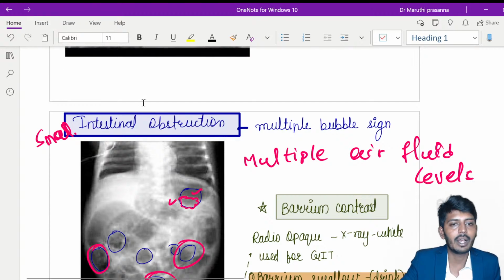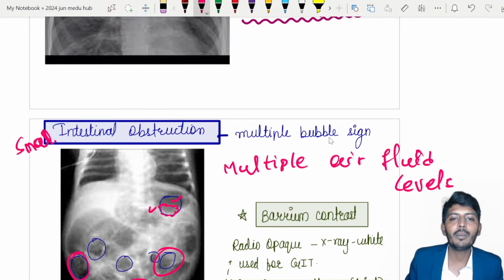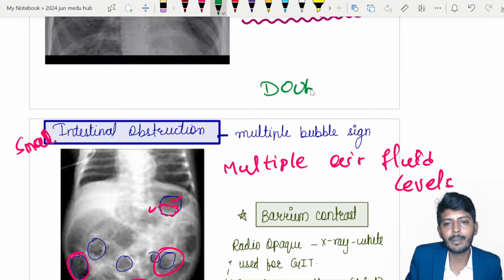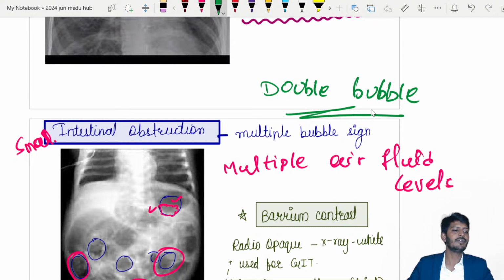Apart from small intestinal obstruction, let's continue to the next important aspect. There is one more sign called the double bubble sign. Double bubble sign is always seen with which disease? Very importantly, duodenal obstruction. If the stomach is obstructed, one bubble. If the duodenum is obstructed, two bubbles, because the stomach will be enlarged and the duodenum will be enlarged, creating a double bubble sign.